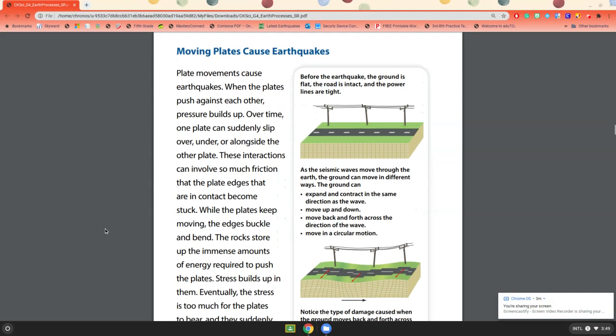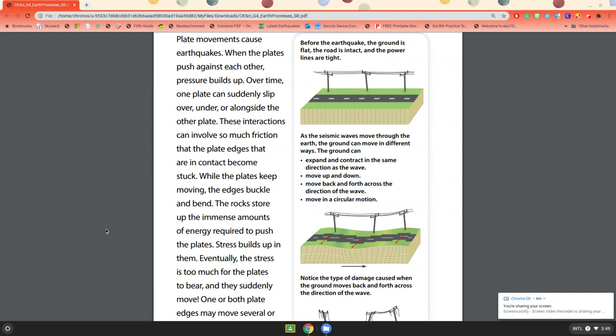Moving plates cause earthquakes. When the plates push against each other, pressure builds up. Over time, one plate can suddenly slip over, under, or alongside the other plate. These interactions can involve so much friction that the plate's edges that are in contact become stuck.